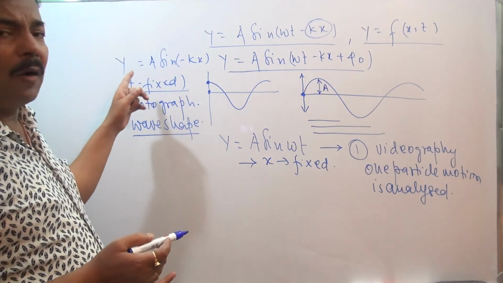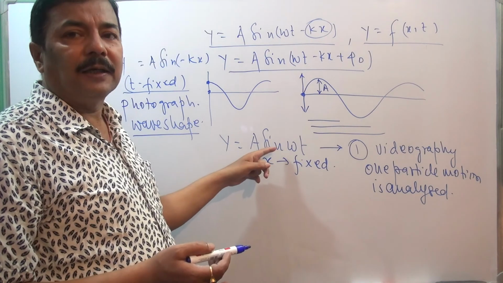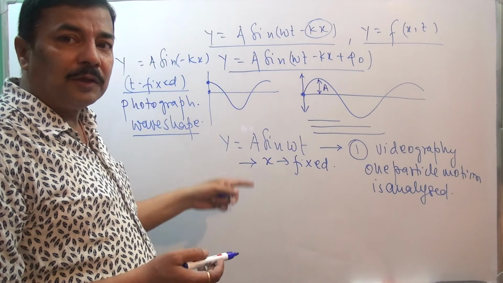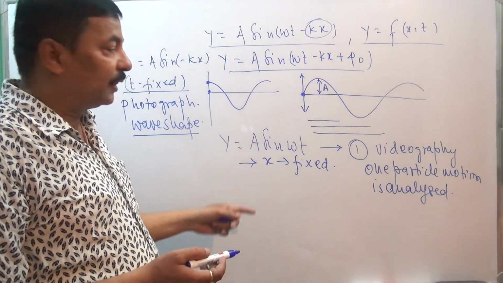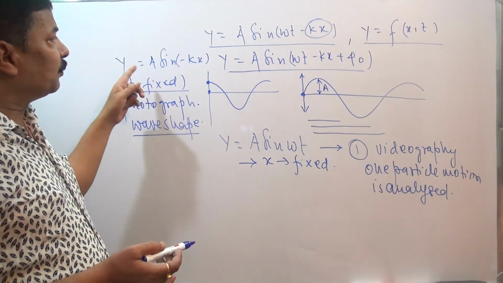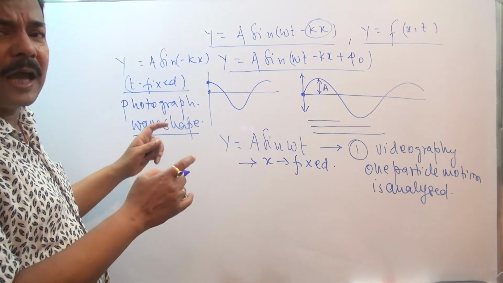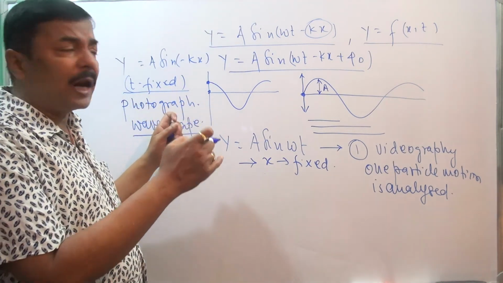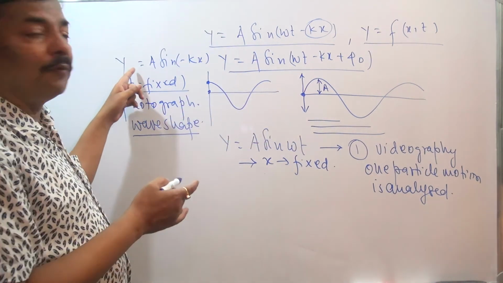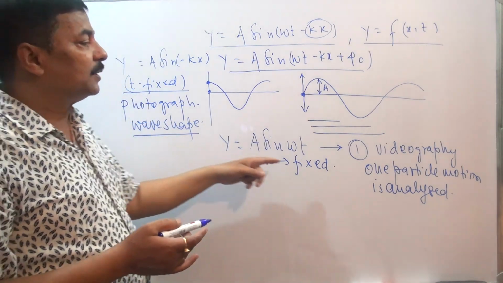So here we are getting all particles at a fixed time, and here we are getting a single particle's motion. For a single particle, time is changing, y is changing, and the single particle is doing simple harmonic motion, and that we are observing. And in this case, we have observed that the time is fixed, and at a particular time we have taken the snapshot, the photograph, and it gives you the value of y for different x. So this is your photograph and this is your videography.